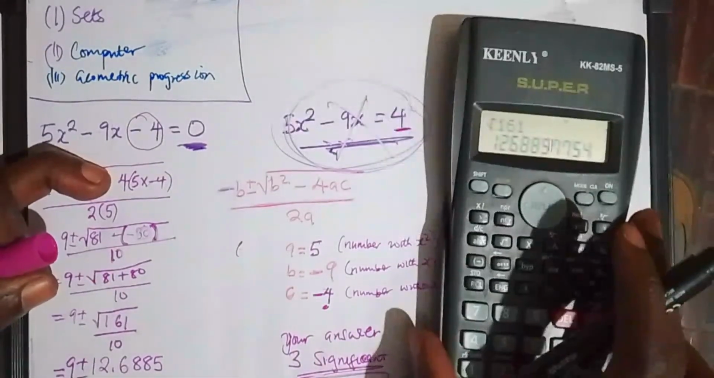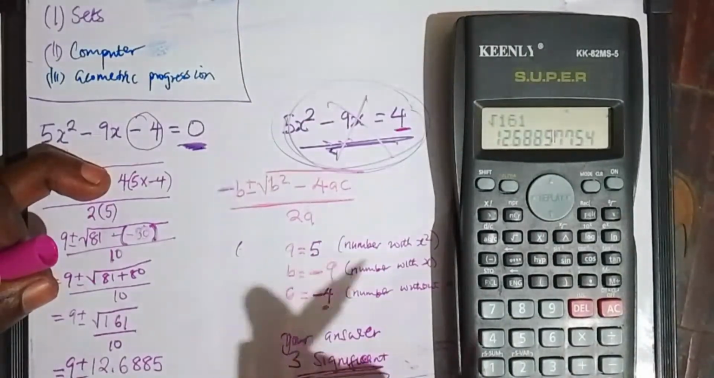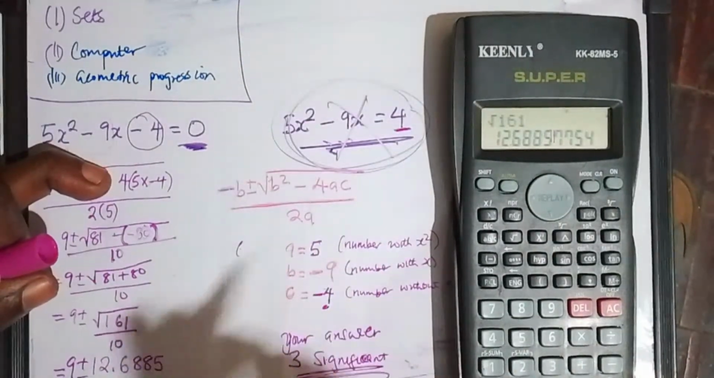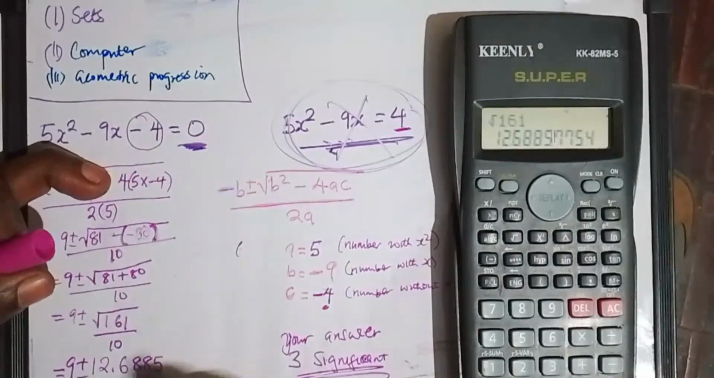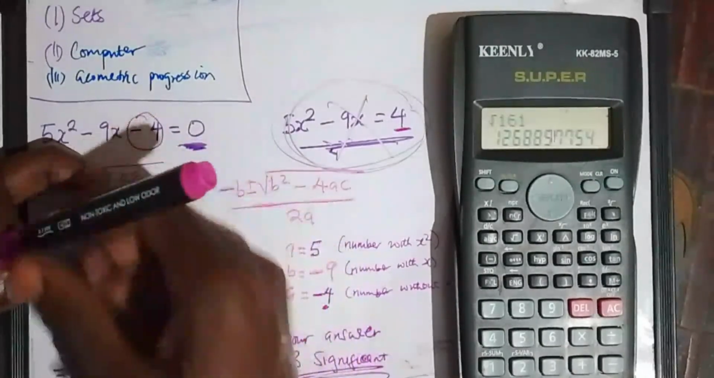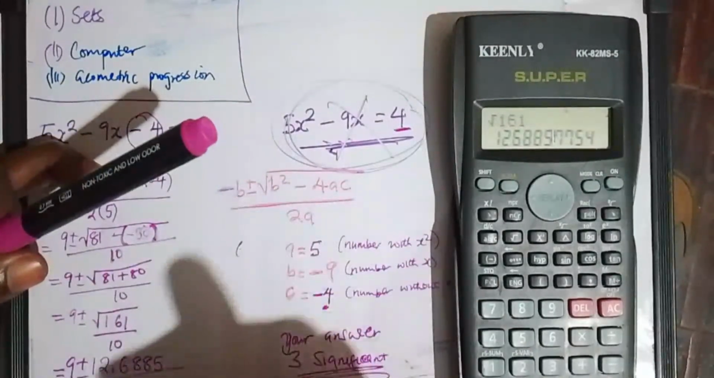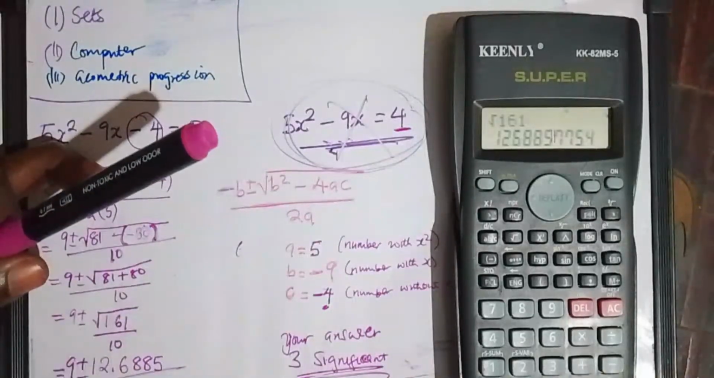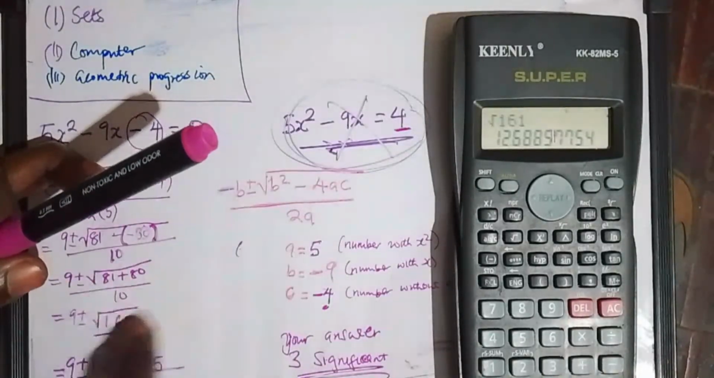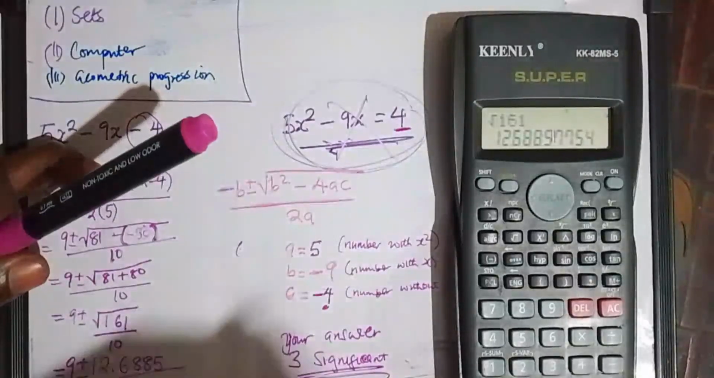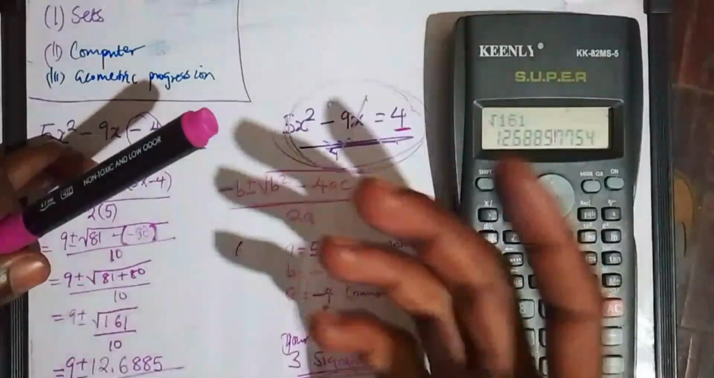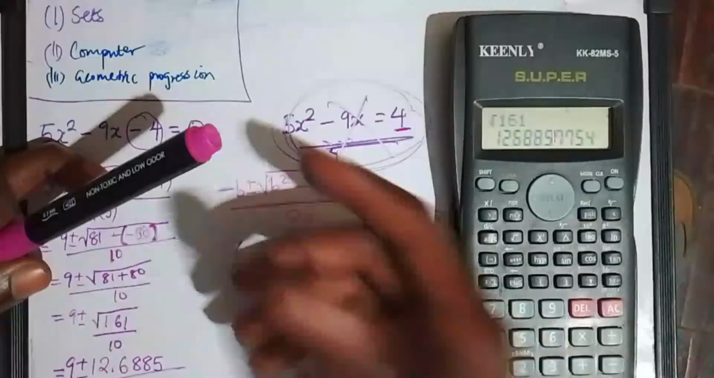Why? Because this is an important instruction. That's why they have put it on the first cover page. It is very, very important. So you can end here. Then you say over 10. Here most pupils make the mistake of dividing before finding the square root. So don't divide before finding the square root. This 10 you're supposed to divide after you have added and subtracted.